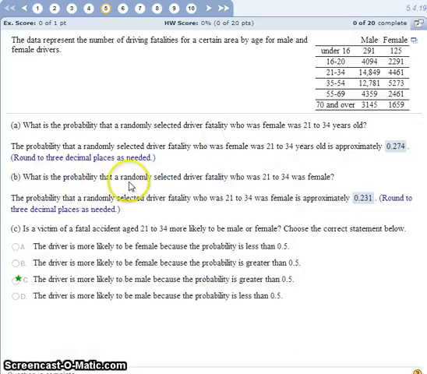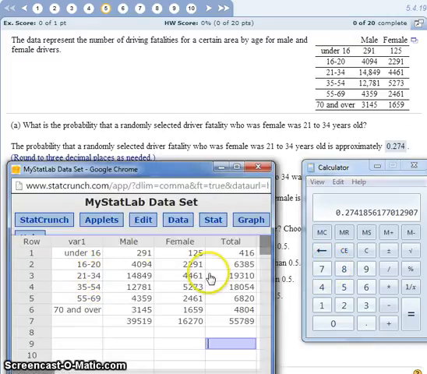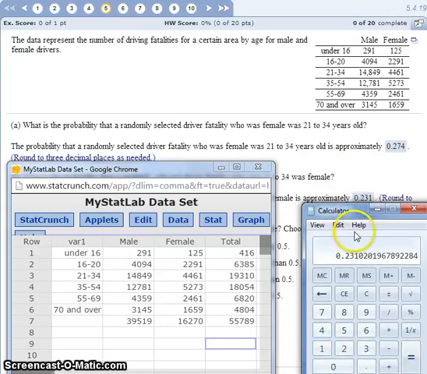For B, the probability a randomly selected driver fatality who was 21 to 34 was female. So what's the probability that we get a female if we know they're between 21 and 34? So we're looking at the people between 21 and 34. What's the chances they're female? Well, there's 4,461 that fit that. And out of the people 21 to 34, 4,461 divided by the total of people who are 21 to 34. And then round that, you get 0.231.